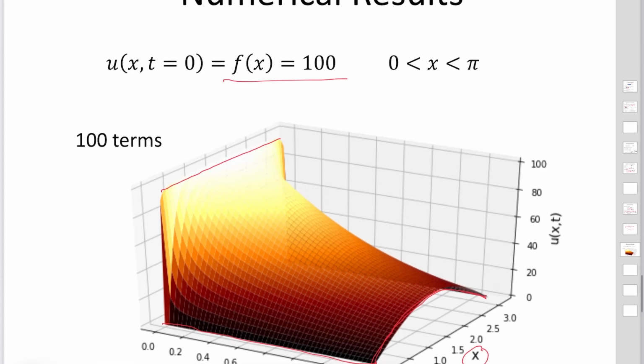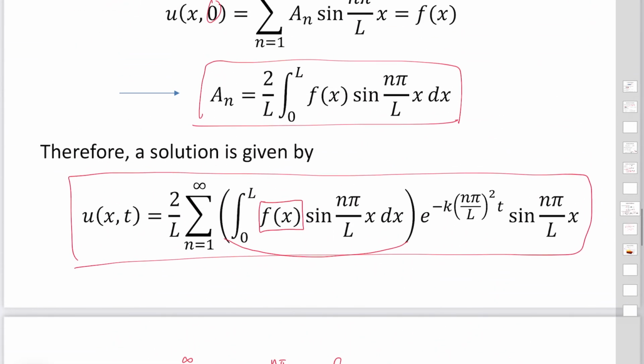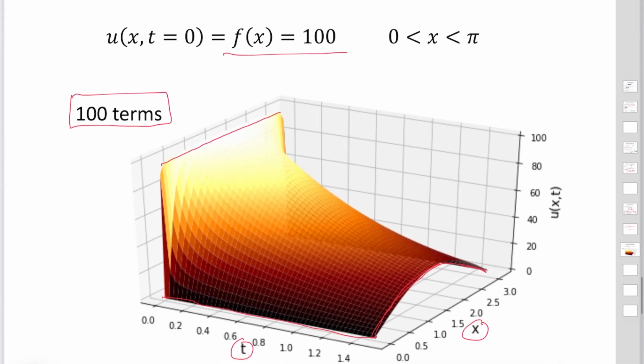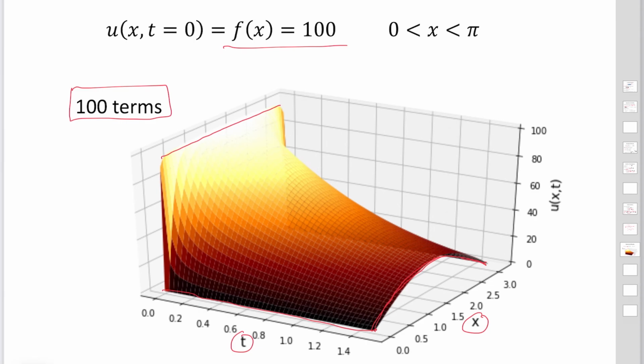To draw these figures, we use 100 terms. Actually, it is impossible to take into account an infinite number of terms, so the general solution is expressed with an infinite number of terms. Instead, we use 100 terms because the contribution of the other terms is not significant. So we only consider 100 terms to draw these figures.